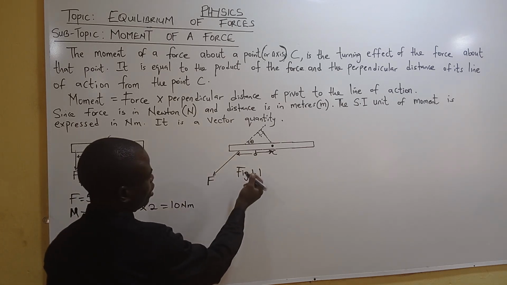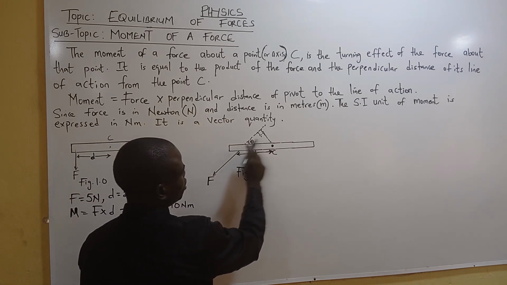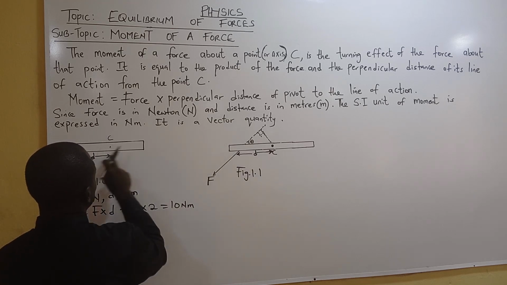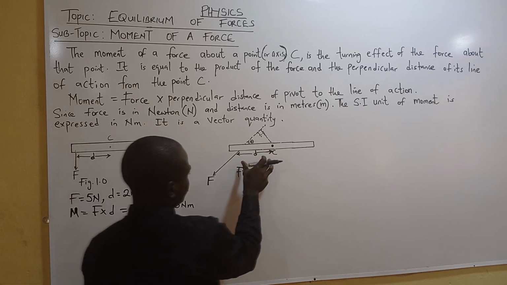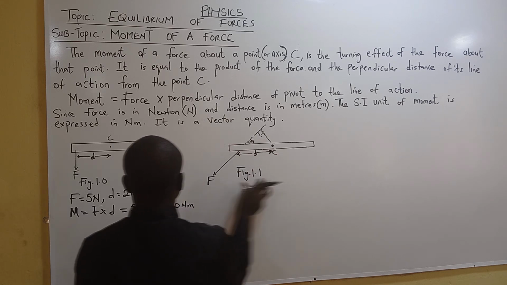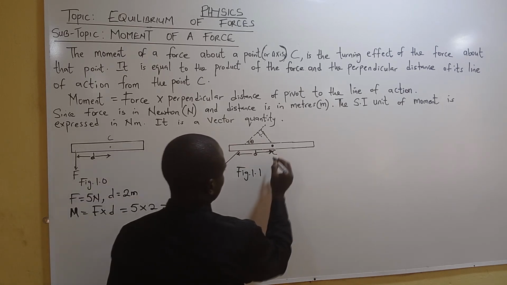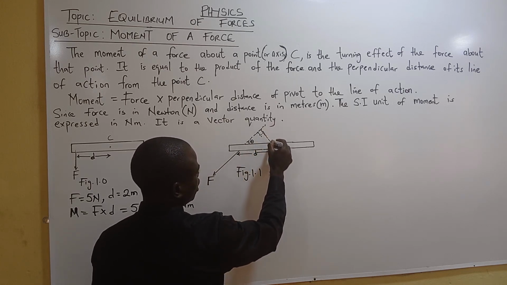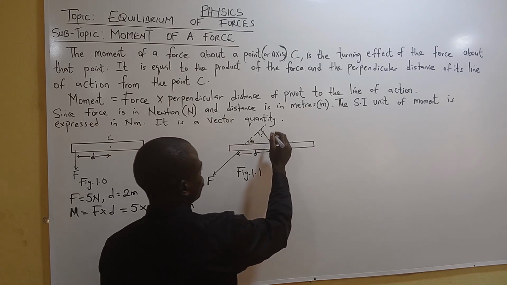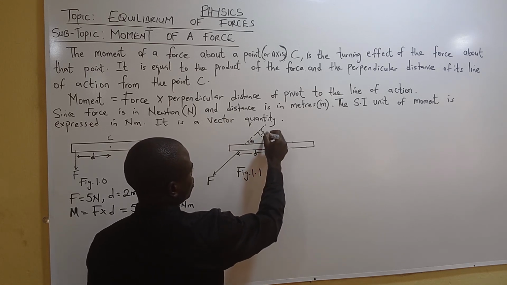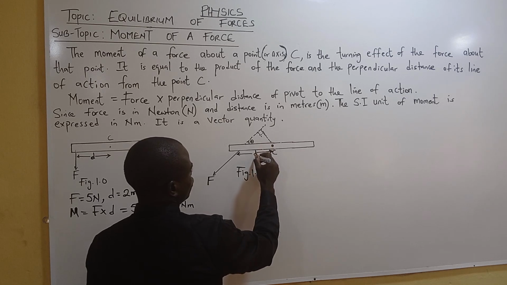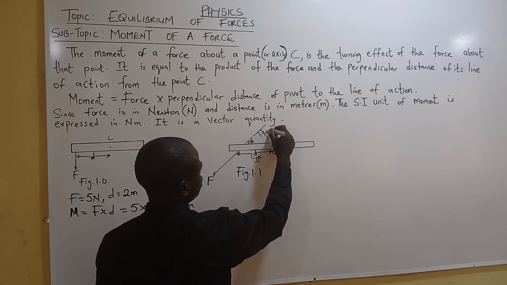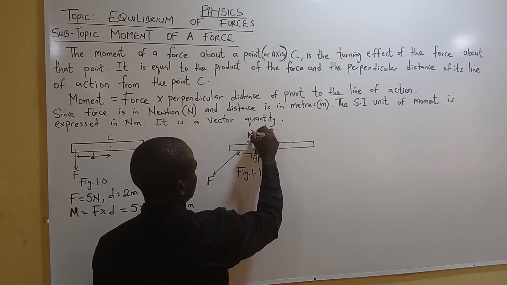But in the second diagram, the line is not perpendicular to the meter rule, while in the first diagram, figure 1.0, the force is perpendicular to the meter rule. The way you calculate moment in the second diagram is different from the first diagram. Since it's not perpendicular, you use a dotted line to take it up, take the dotted line to the center of gravity, and try to resolve this line. You have D as the hypotenuse. This is the hypotenuse, this is the opposite to this angle, and this is the adjacent.